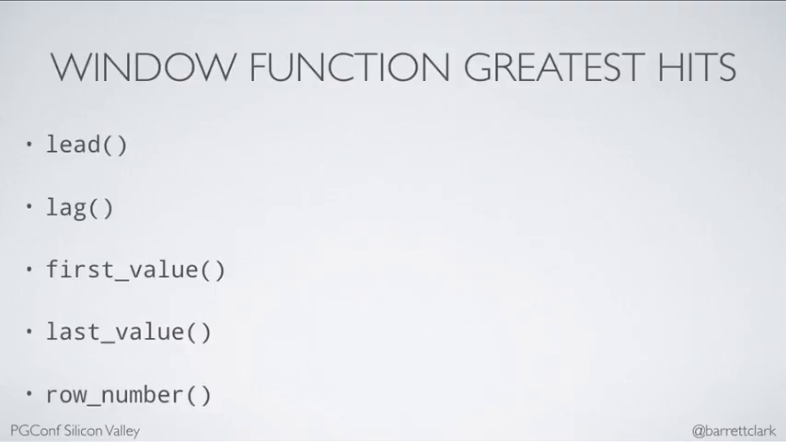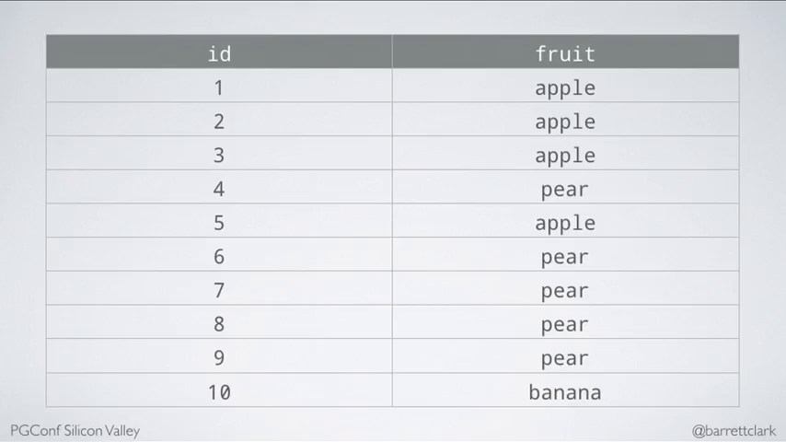We have probably a dozen window functions in Postgres, but these are my top 5 favorites: lead, lag, first_value, last_value, and row_number. Now, row_number and rank are similar but different. We're going to talk about row_number. We're going to take some simple data and play with it a little bit.